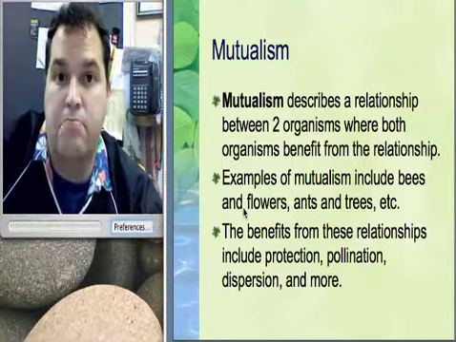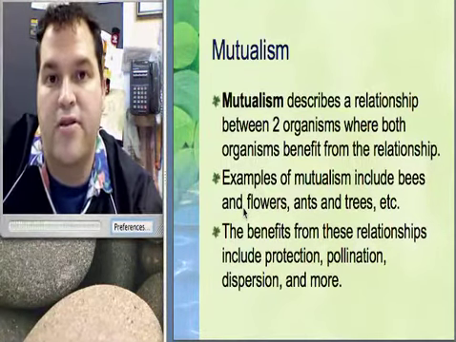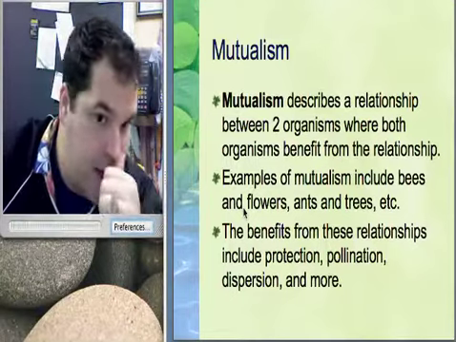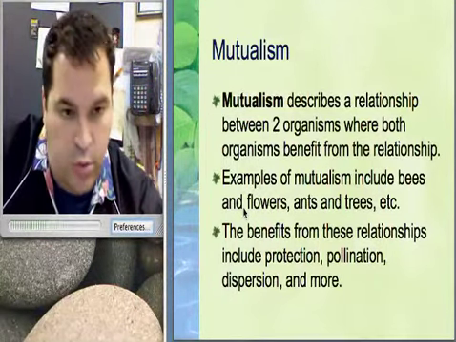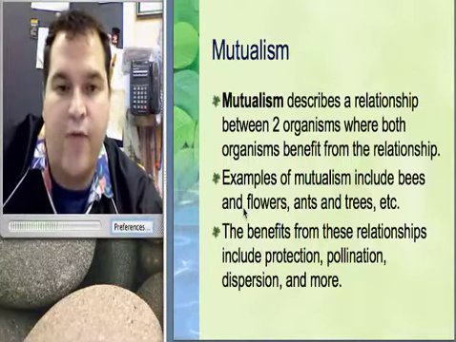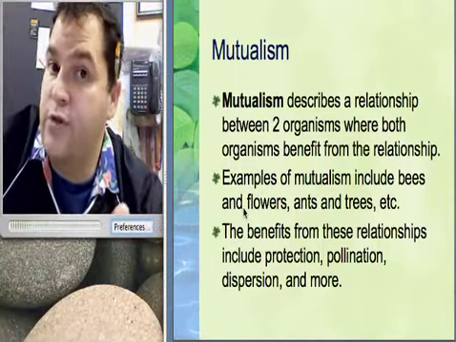Flowers get pollinated. Everybody wins. It's a win-win situation, in other words. Ants and trees. There are certain types of trees that have ants that live in the roots. The roots provide shelter and a habitat for those ants. The ants provide protection for the tree.